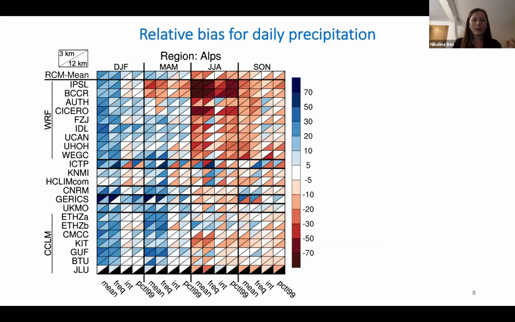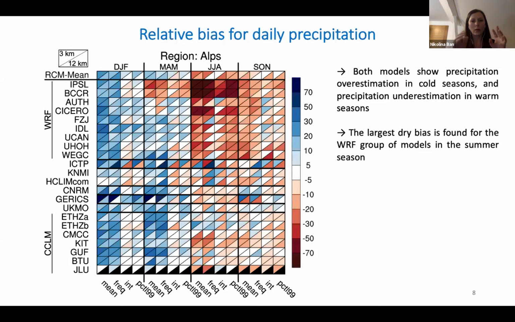And we see this clear difference between this colder season, winter and spring, and this summer season. So in summer we have this large underestimation of precipitation in almost all simulations, while in winter season we have overestimation of precipitation. And what you can also see is that this underestimation of precipitation is mostly quite pronounced for this WRF group of the models.